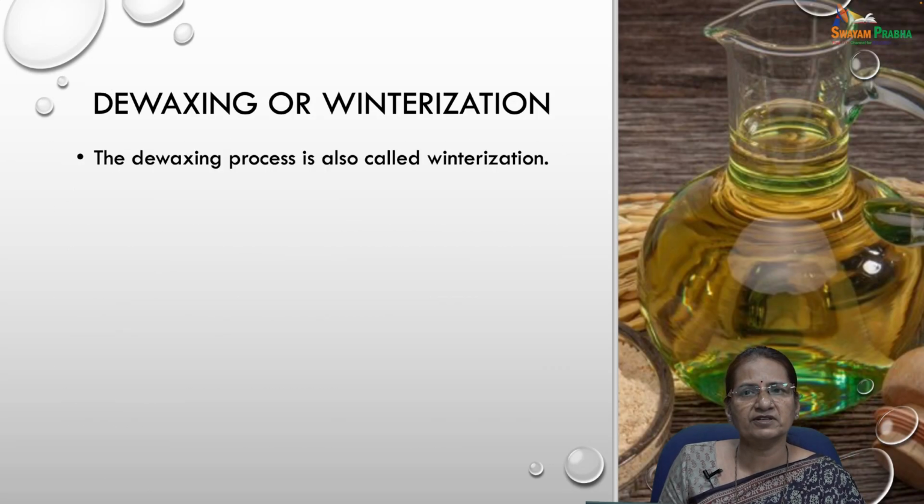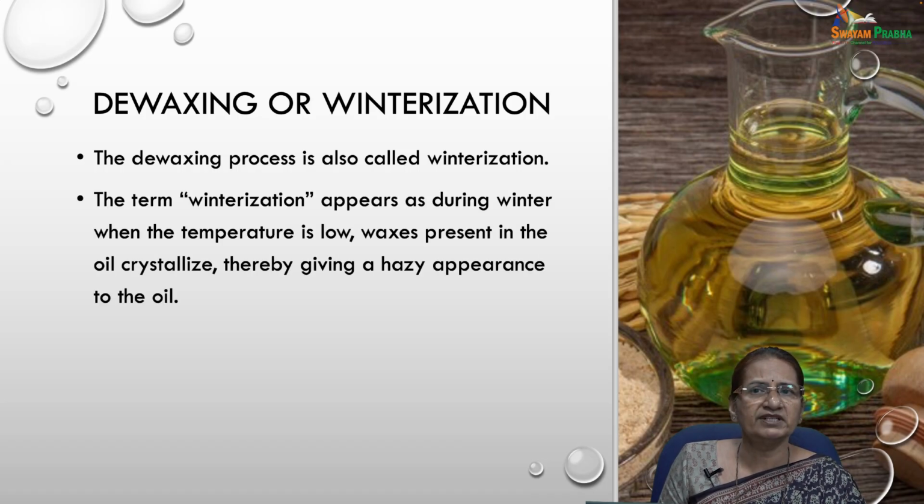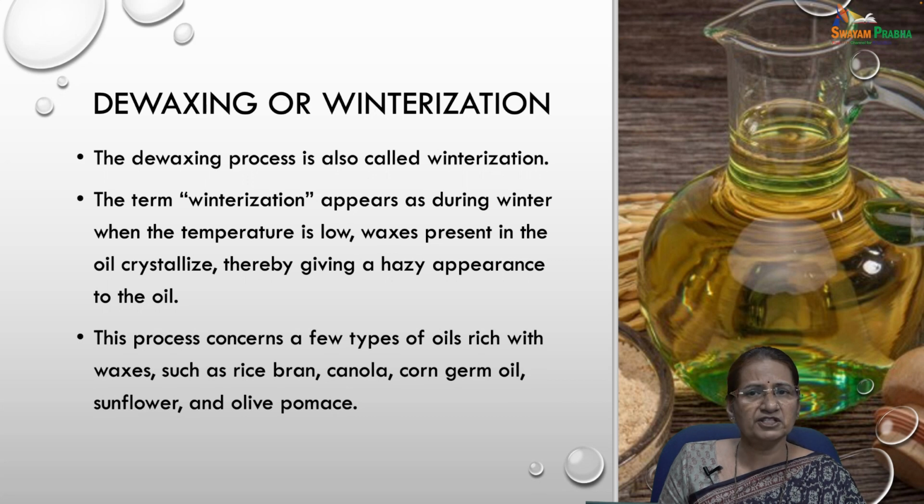The dewaxing process is called winterization. The term winterization appears as during winter, when the temperature is low, waxes present in the oil crystallize, thereby giving a hazy appearance to the oil. This process concerns a few types of oils rich in waxes such as rice bran, canola, corn germ oil, sunflower and olive pomace.